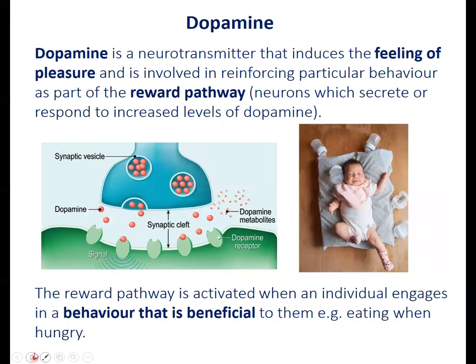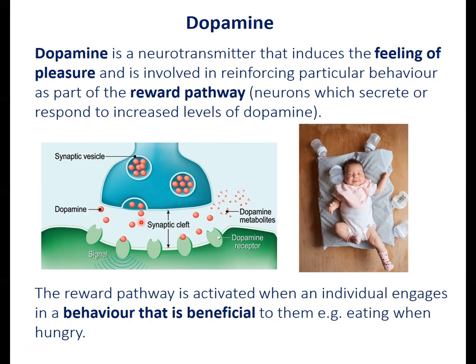The other neurotransmitter that we need to know about is dopamine. And dopamine is a neurotransmitter that really makes us feel good, makes us feel happy, gives us pleasure. And it's linked to parts of the brain that are known as the reward pathway. The reward pathway is just neurons that release and respond to this neurotransmitter, dopamine. And we release dopamine, and it makes us feel good, when we behave in a way that is useful to us or beneficial to us.